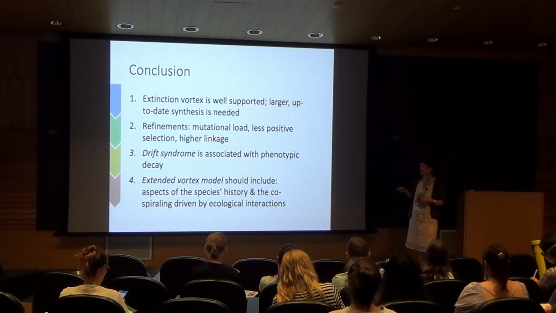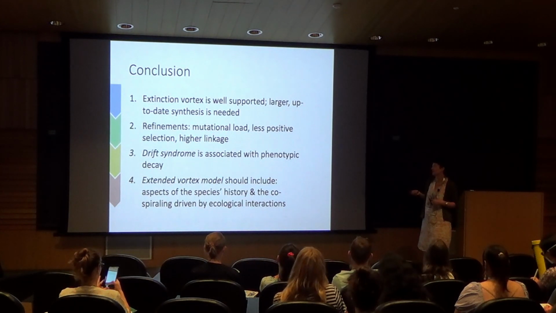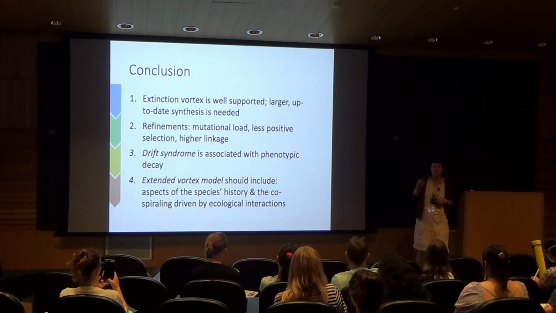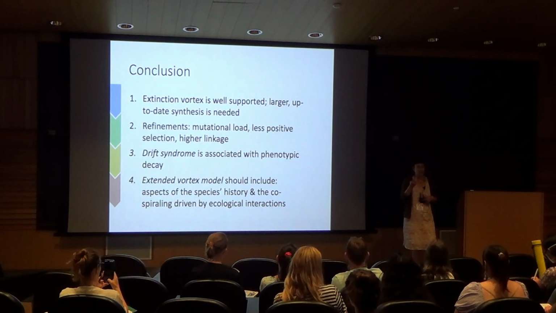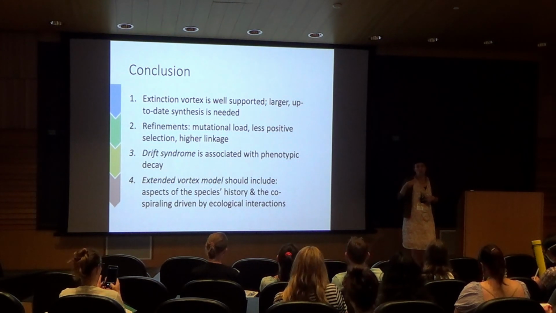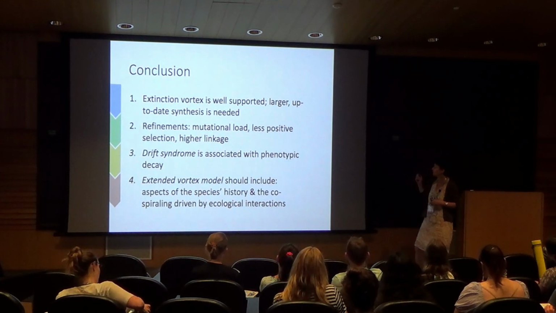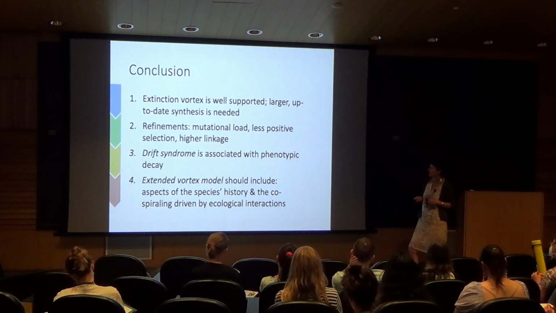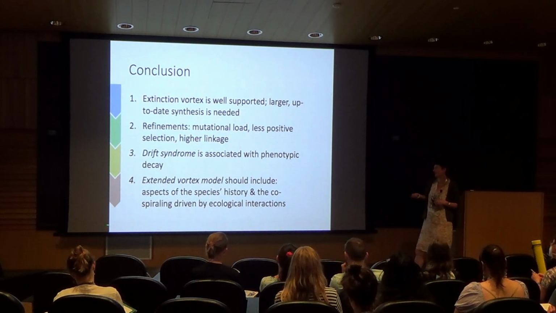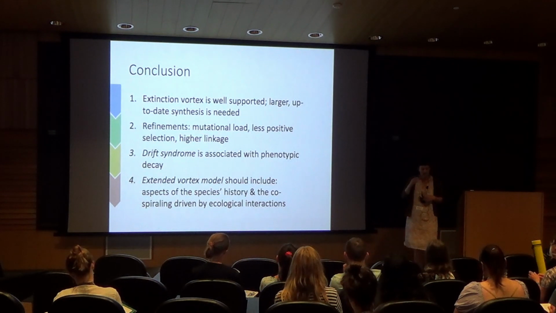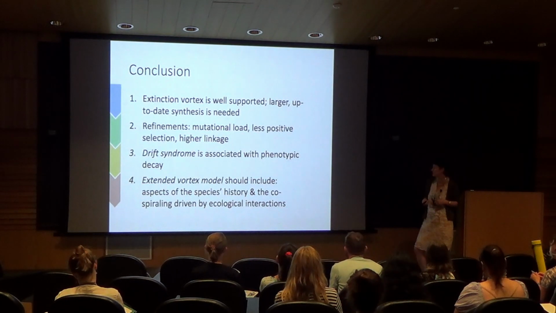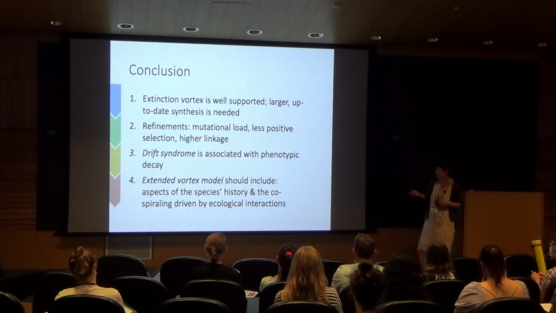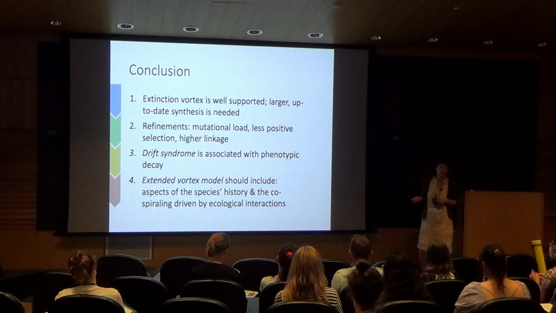We all work now on this refined model, and when we apply it, maybe that's something also that is coming out now, that we see these strong correlations across these aspects of this, call it drift syndrome, call it something else, and it has phenotypic implications. And for this extended vortex model, we always have to keep in mind where we are in the species range, the history of the species, and the co-spiraling of ecological interactions.